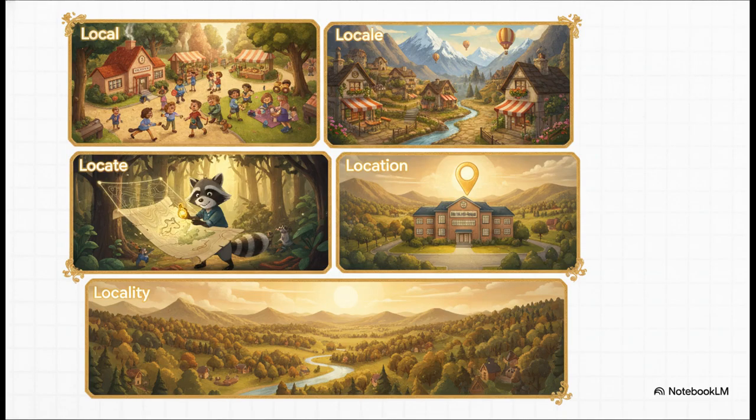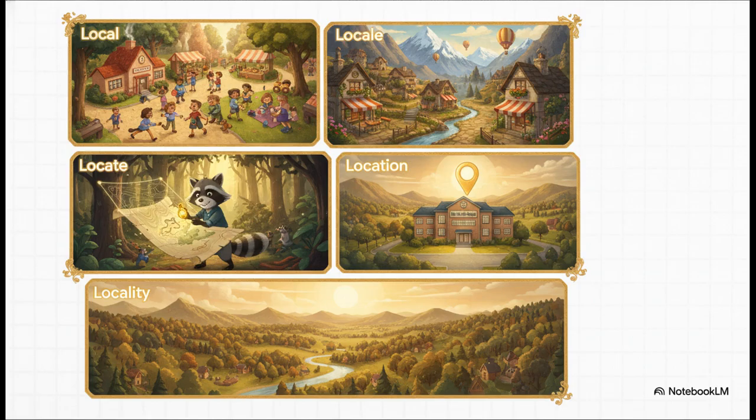For example, we buy vegetables from the local market. Quick tip though, do not confuse local with locale. Number 2 is locale, pronounced locale. Imagine a beautiful, quiet mountain village. Breaking down into loc plus ale, its literal meaning is simply a place.